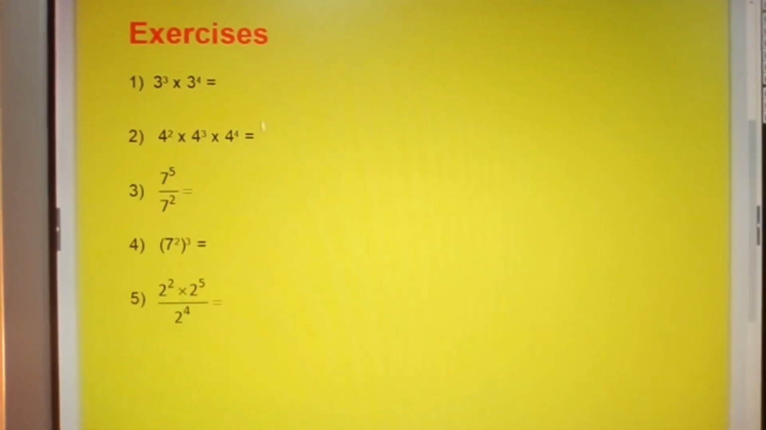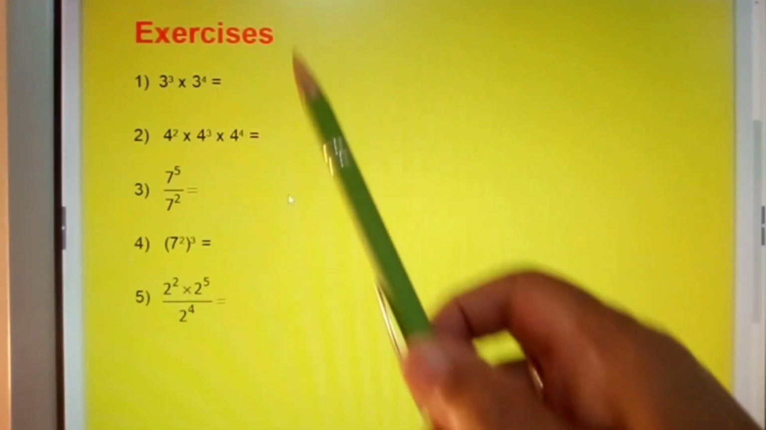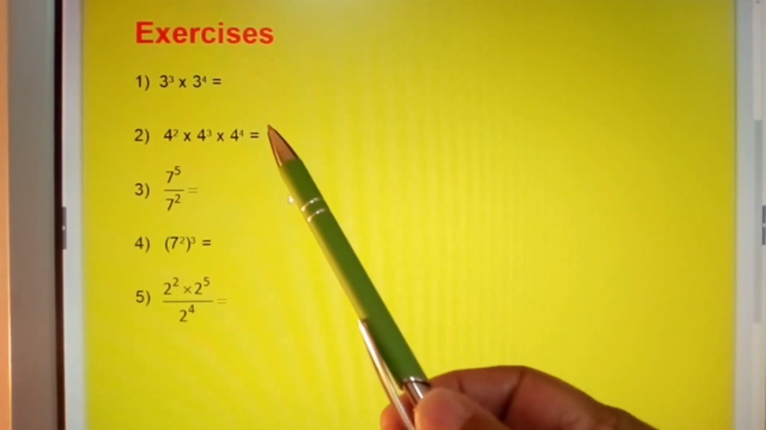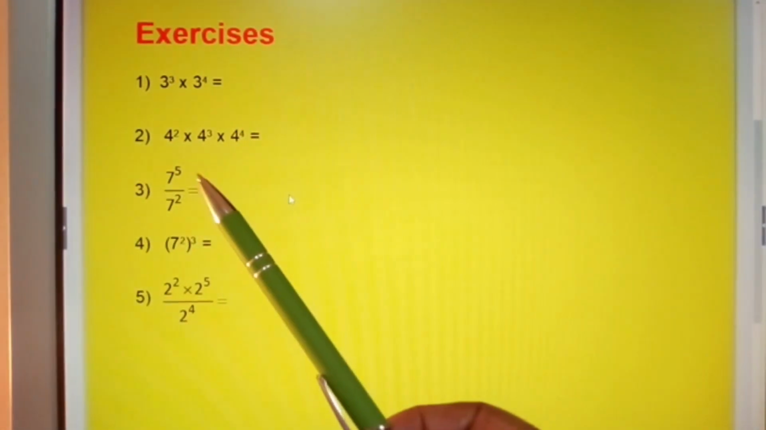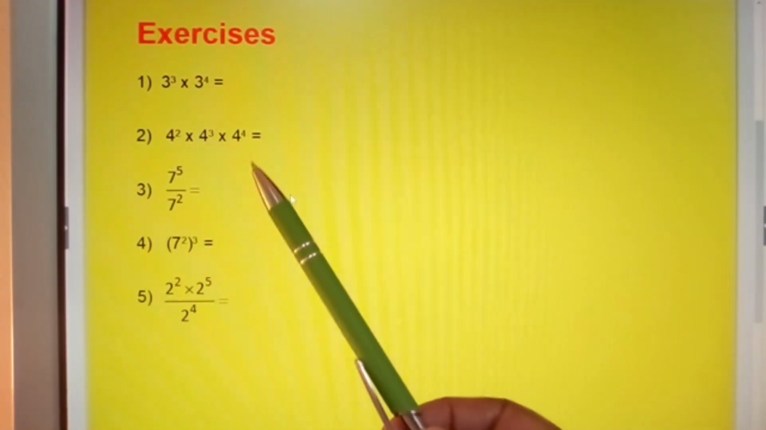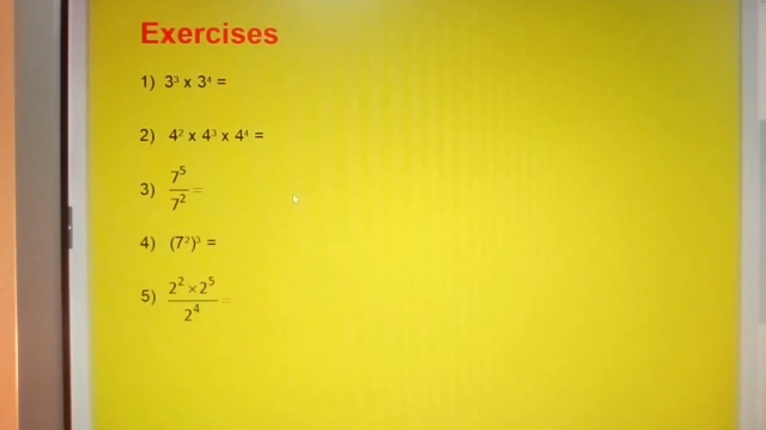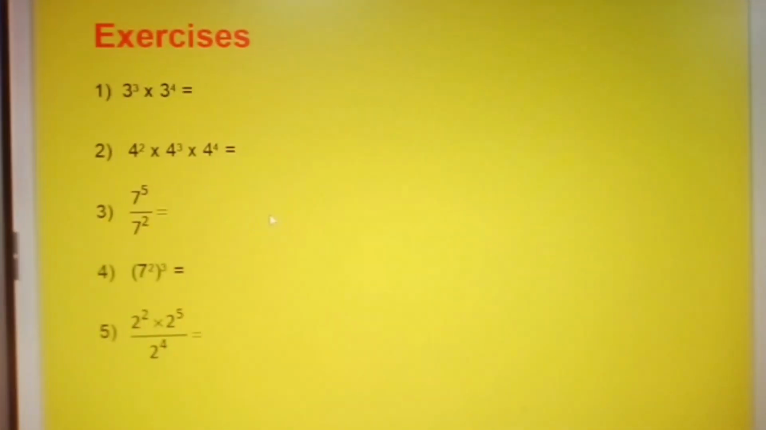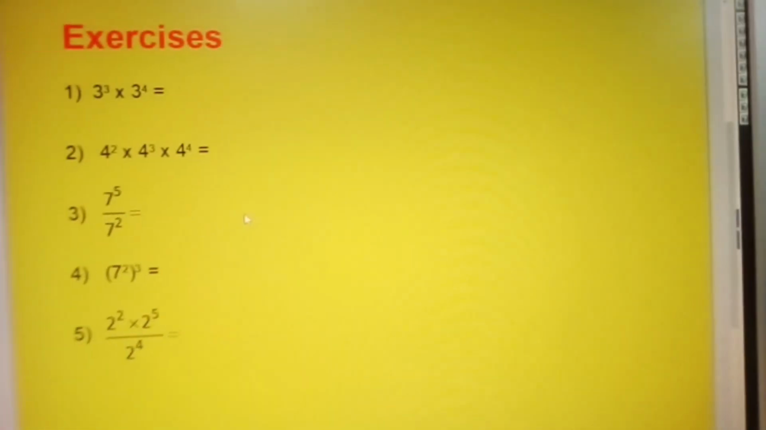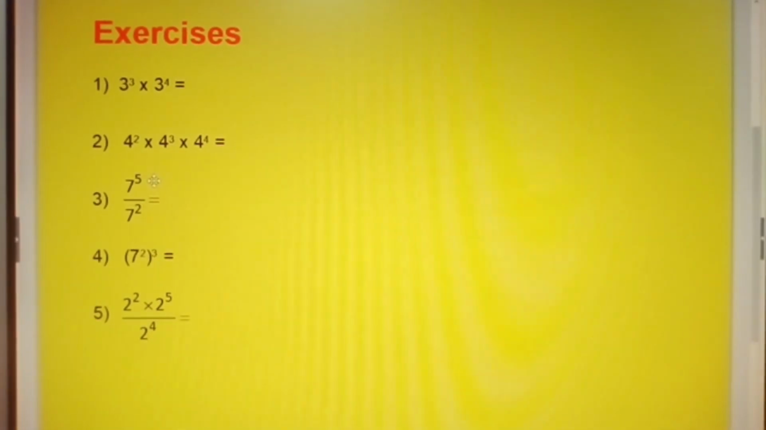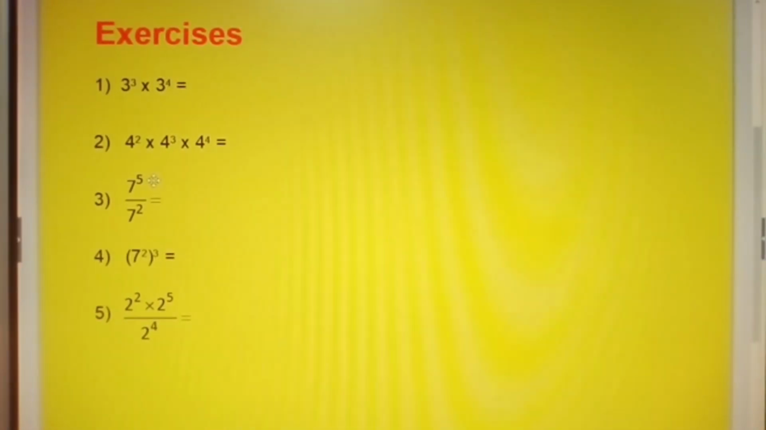Exercise. Okay, so what is this? 3 to the 3 times 3 to the 4. So what's this going to be? Tell me. 4 to the 2 times 4 to the 3 times 4 to the 4. What's that going to be? Look at this for me again. You're dividing here. What is this going to be here? Okay, so I'm just leaving that for you to give you a little chance to do this yourselves.